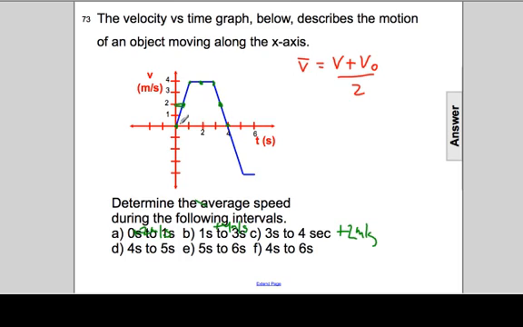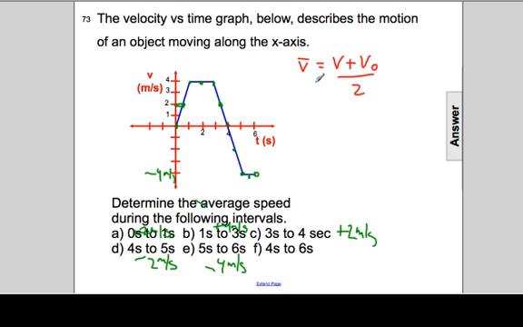From 4 to 5 seconds, now the line plunges into negative territory. The initial value is 0. We come all the way down to the final value, and that would correspond with negative 4 meters per second. Let's apply this. 0 plus negative 4 divided by 2 is negative 2 meters per second. So the average speed would be 2 meters per second, but the velocity, the middle value, would correspond with negative 2. Between 5 and 6 seconds, we start off at negative 4 and end up at negative 4. The middle value is negative 4 meters per second.